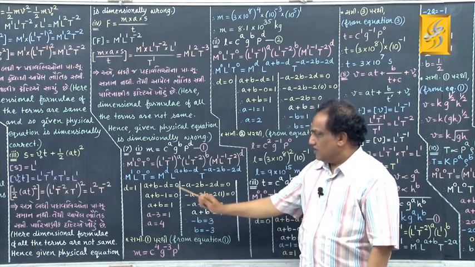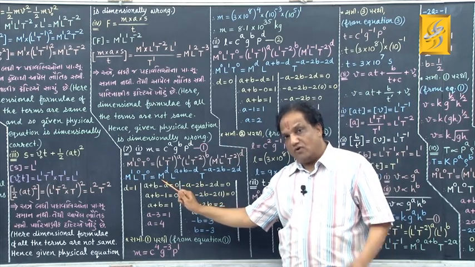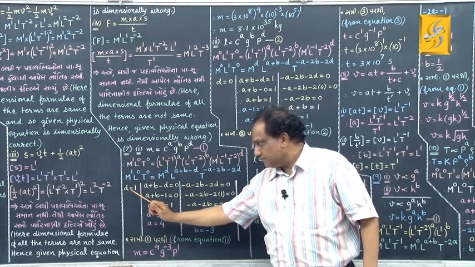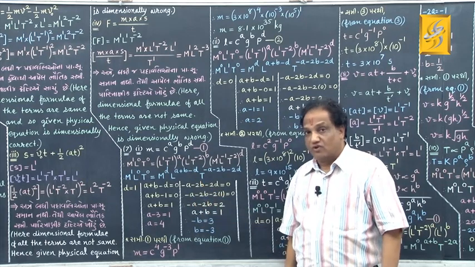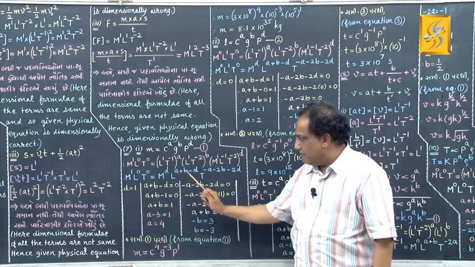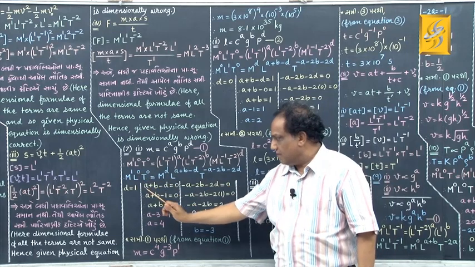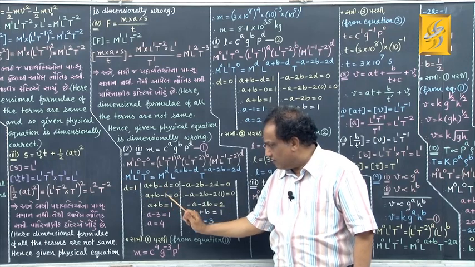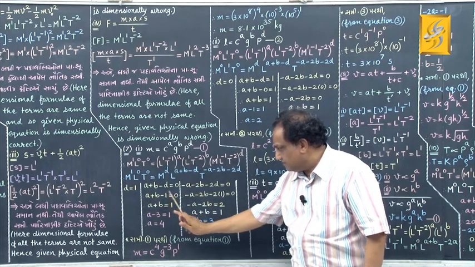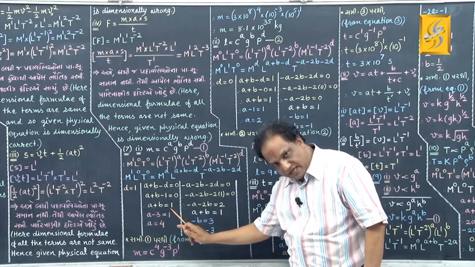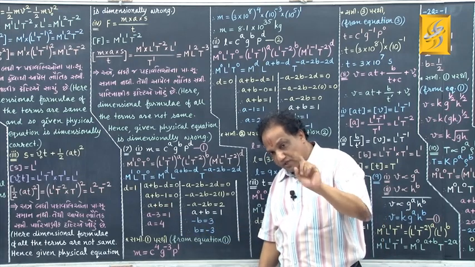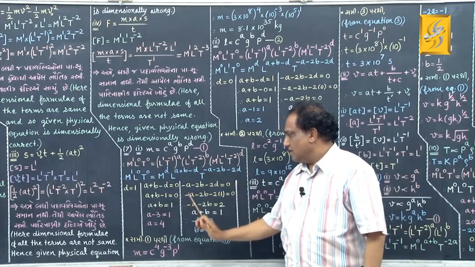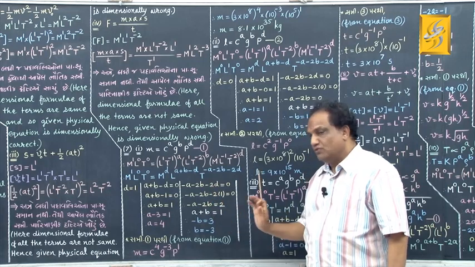When you compare powers of M on both the sides, you will get d equal to 1. When you compare powers of L, then a plus b minus d equals 0. But d is 1. Put d equal to 1 here and transfer it. Then a plus b equals 1. Compare powers of T on both the sides. Then you will get minus a minus 2b minus 2d equal to 0.